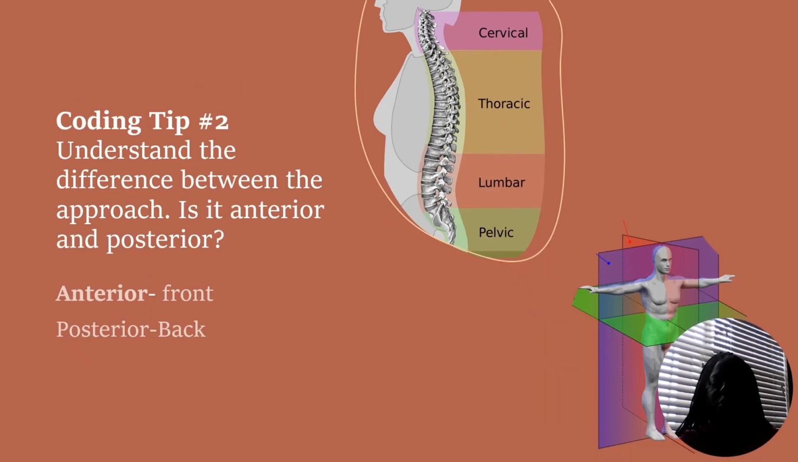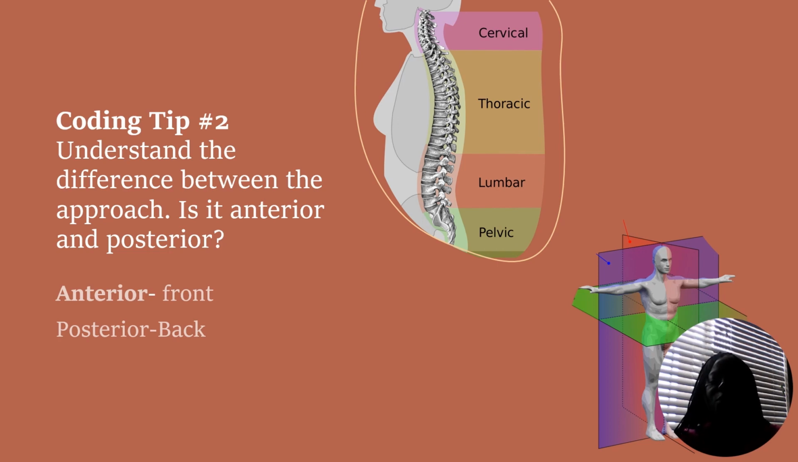Tip number 2 is understanding the difference between the approach. Is it anterior or posterior? For those of you who've been in coding, especially orthopedic spinal coding, it is important to understand the approach in which the surgeon arrived to the anatomy for the surgical procedure. Was it anterior, which represents the front, or was it posterior, which represents the back?